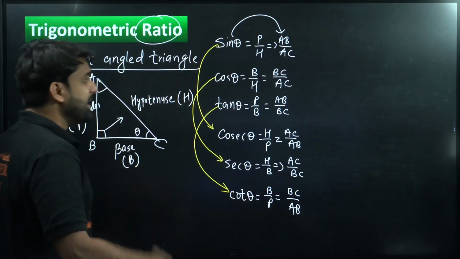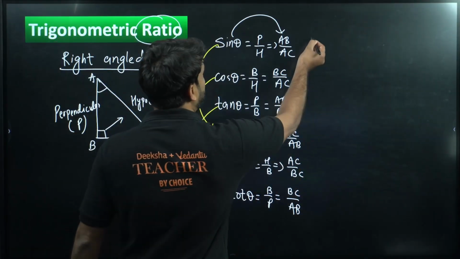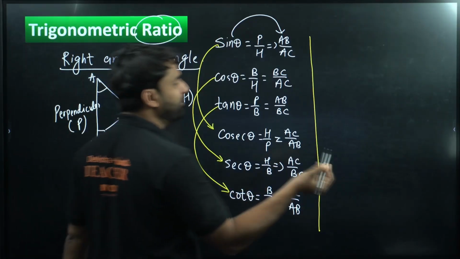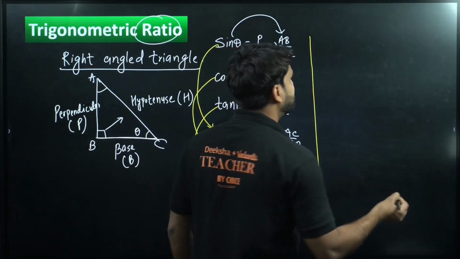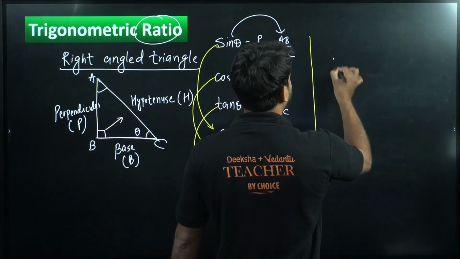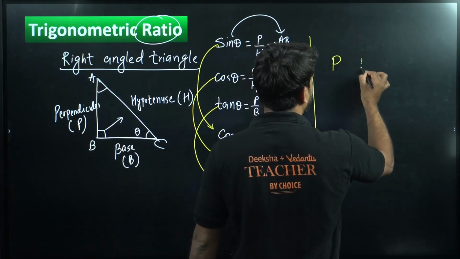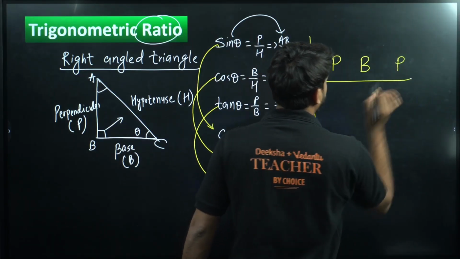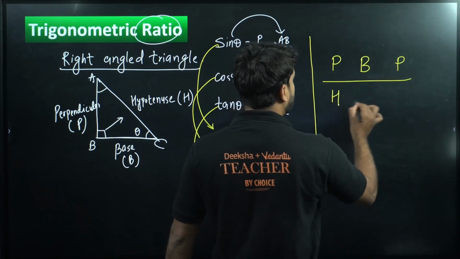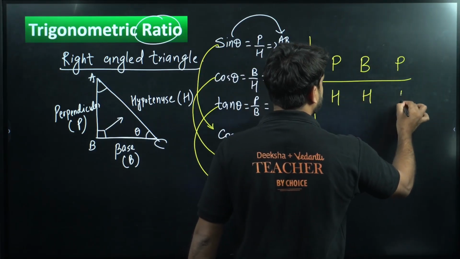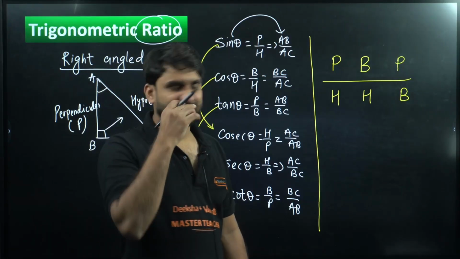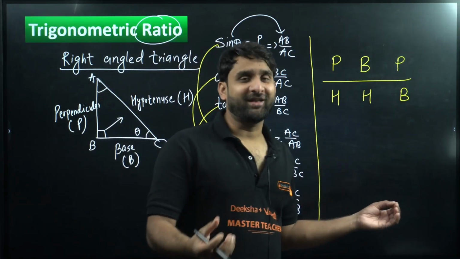Right, champion? Now the question comes up here, sir, how to memorize? I'm going to give you a very short trick. Please focus here. We have a very short trick. P, B, P, draw a line. Now write H, H, B. So you can make a short trick, anything.